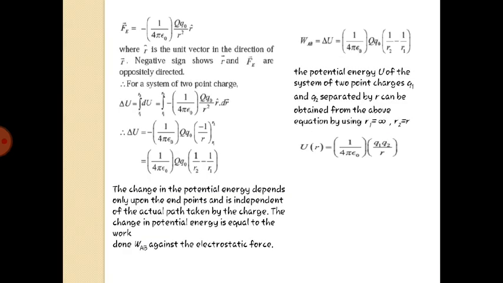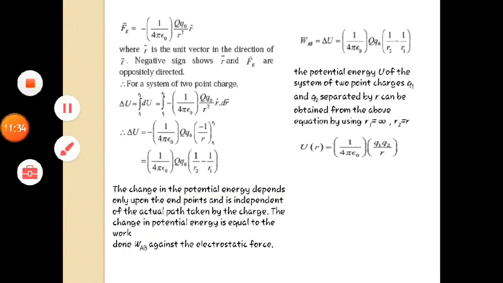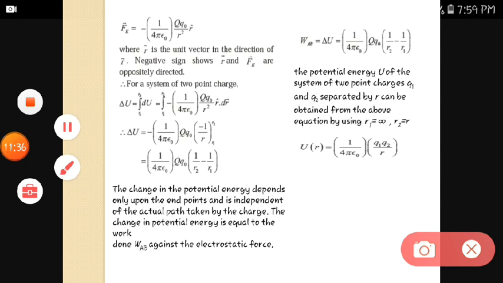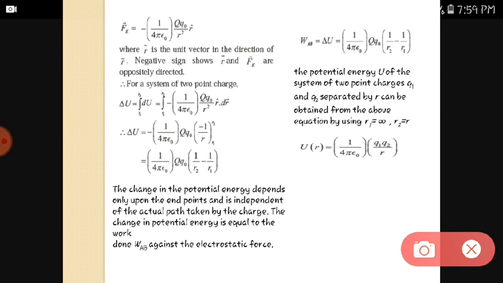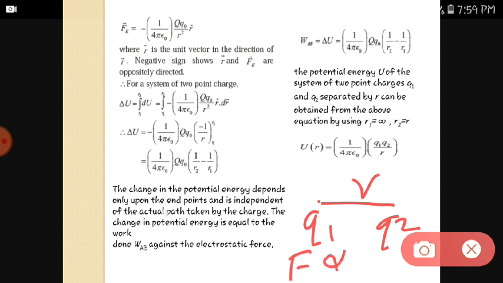Now what will be the next point here? What will be Fe? Fe is nothing but the electrostatic force, which is given by Coulomb's law. Coulomb's law says that if q1 and q2 are two point charges separated by distance r, then the force between q1 and q2 is directly proportional to the product of both the charges and inversely proportional to the square of the distance between them.